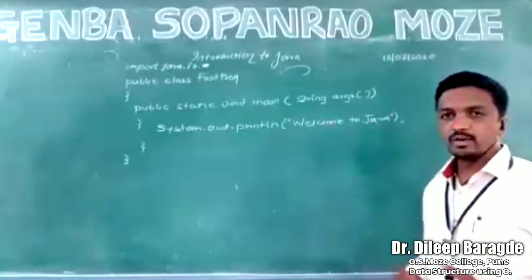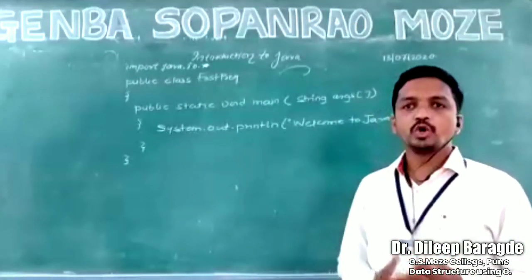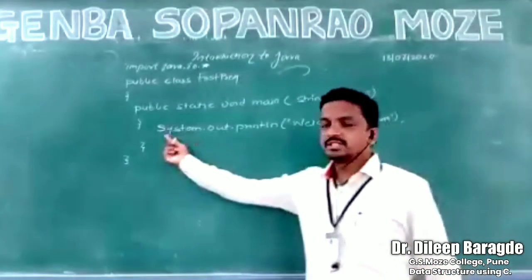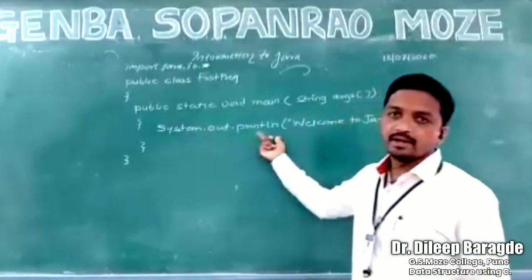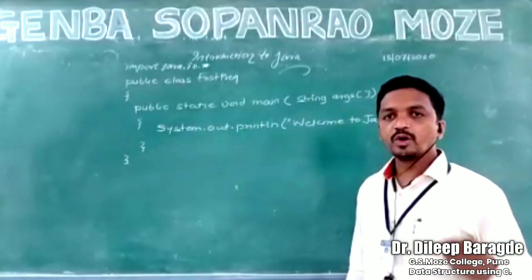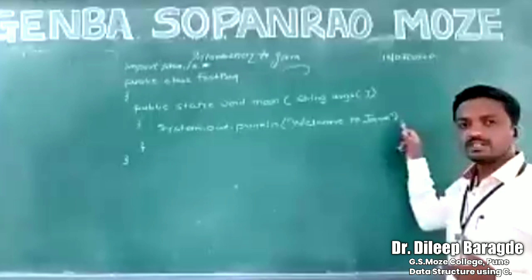So instead of cout or printf, we are going to use System.out.println. System must start with a capital S. So System.out is nothing but an object. If you use System.out.print, it will print only up to the end of the text, and the cursor will stay at the end.